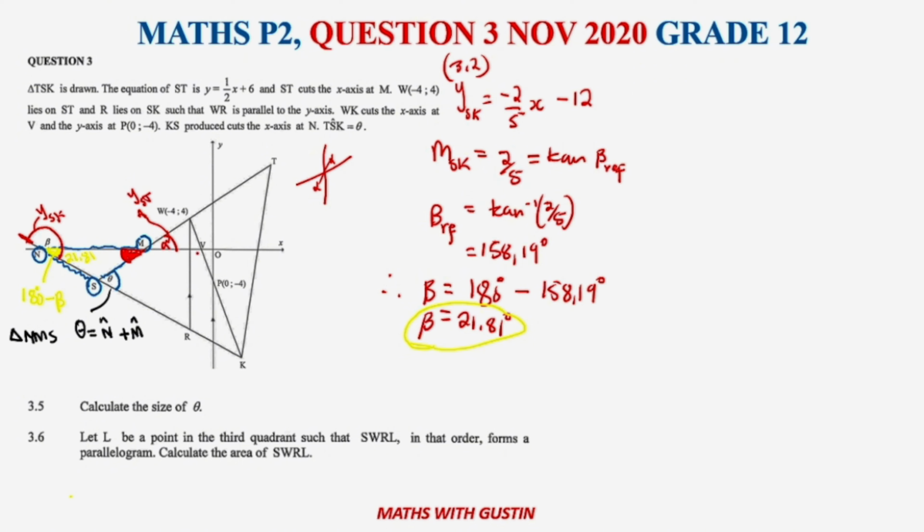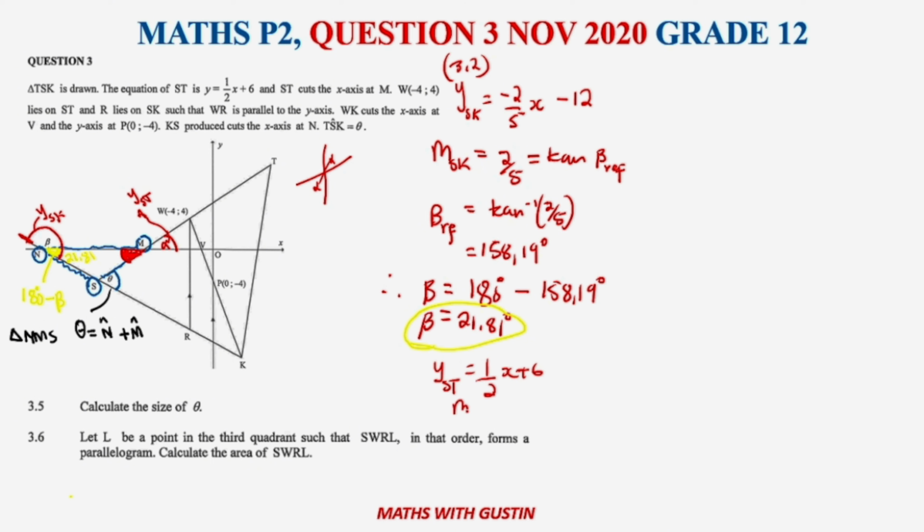Let's calculate the M now. All right, so let's go to the M. M is given by the line ST. So we are going to come here and say, okay, the ST equation is given by half x plus 6.